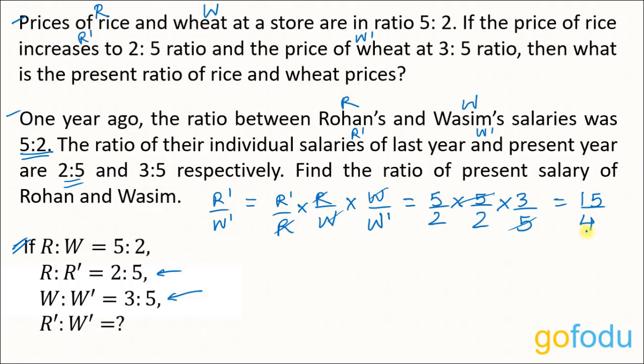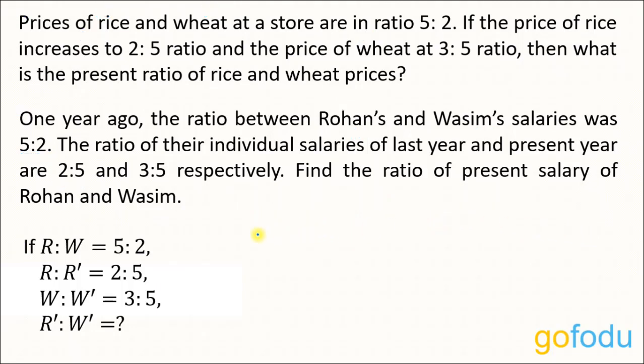Then we have method 2. There is one more method to solve the same. Let's look at that. We have R and W given initially as 5 and 2. When R is 5, W will be 2. The ratio is 5:2. R is to W is 5:2. And we have to calculate R dash is to W dash. This is asked in the question.